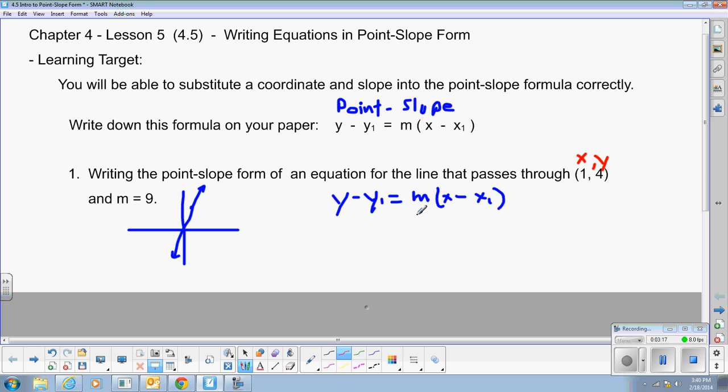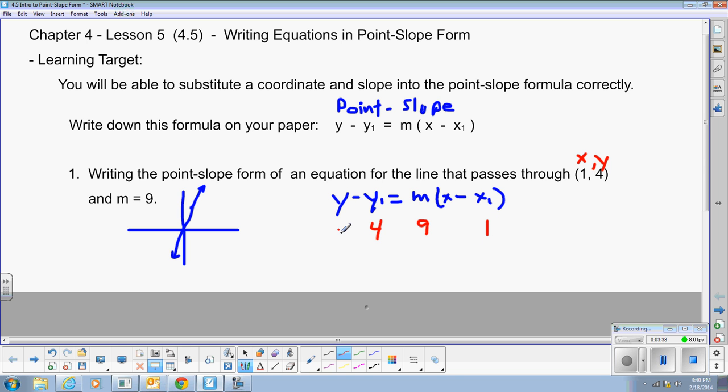So I start here, and I have a plain y, and I have a y1. The y1 is the number 4, so I'm going to write the number 4 directly underneath here. I have an m, which I know to be 9, so I'm going to put a 9 under that. And I have a plain x1, which is 1, so I'm going to put the 1 there.